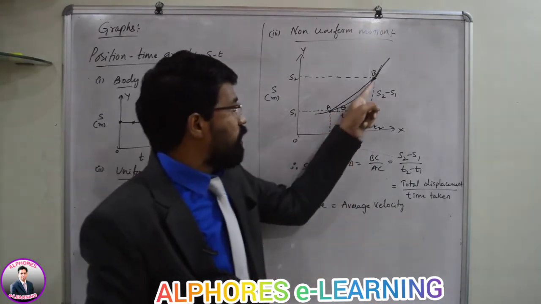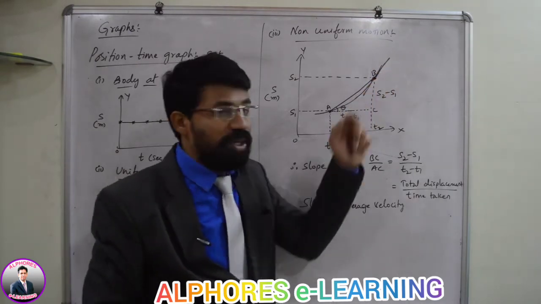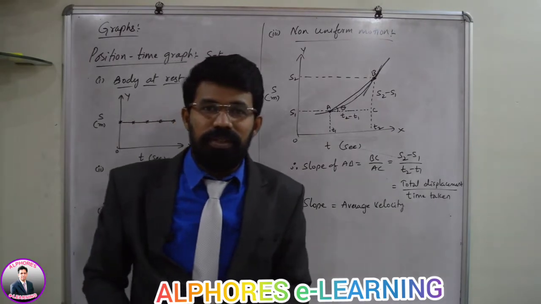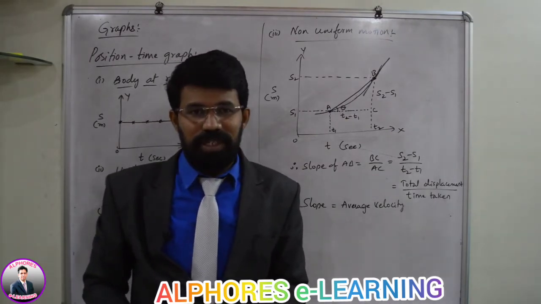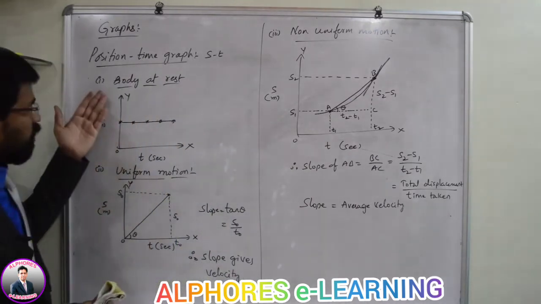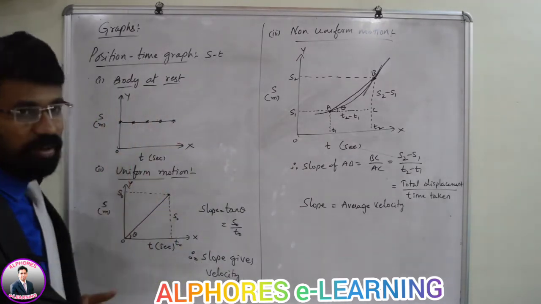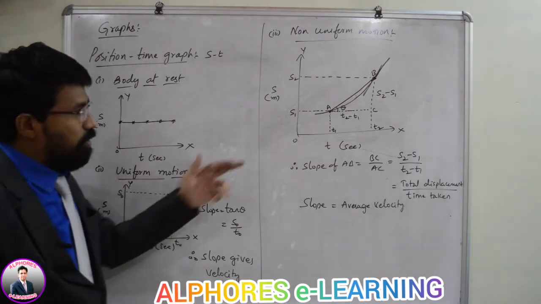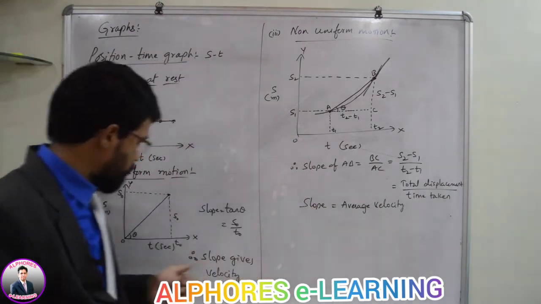So whatever slope you calculate corresponding to this line which is drawn at point B, the tangent at point B, that slope gives us information about instantaneous velocity. So these are the physical significances that you should remember. Okay children? Body at rest position, it's a straight line parallel to the time axis. Uniform motion, it's a straight line passing through the origin. And non-uniform motion, it's a curved path. And here the physical significance is what?